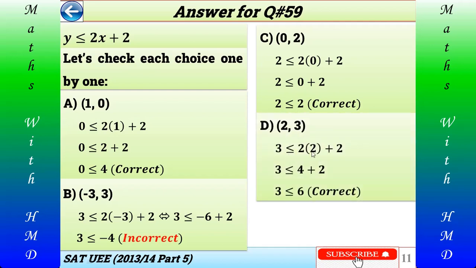It says 2, 3. 3 is less than or equal to 2 times 2 plus 2. 3 is less than or equal to 4 plus 2. 3 is less than or equal to 6. That's correct. So the answer is going to be B, which is negative 3 comma 3.